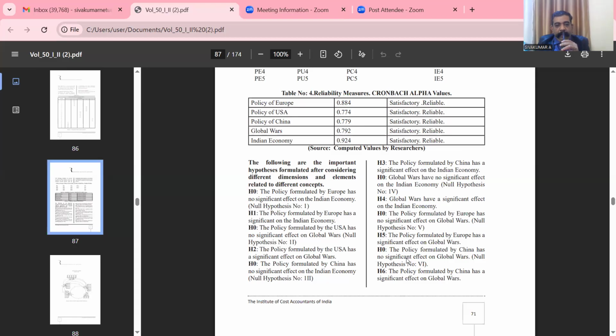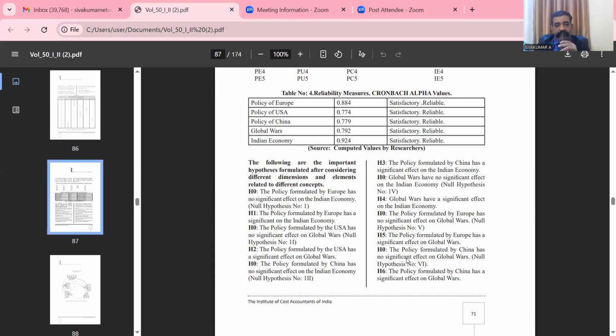Then the next null hypothesis: the policy formulated by USA has no significant effect on global wars. Alternate hypothesis: the policy formulated by the USA has a significant effect on global wars. Then the third null hypothesis: the policy formulated by China has no significant effect on the Indian economy.